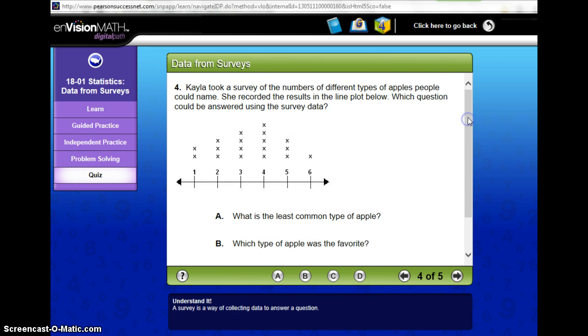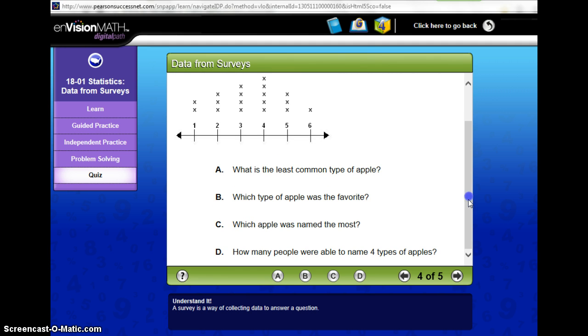So Kayla took a survey of the numbers of different types of apples people could name. So she recorded her results in this line plot. What question could we answer by looking at this line plot? 3 of them we can't answer by looking up above. 1 of them we can. Sam? Which apple was named the most?